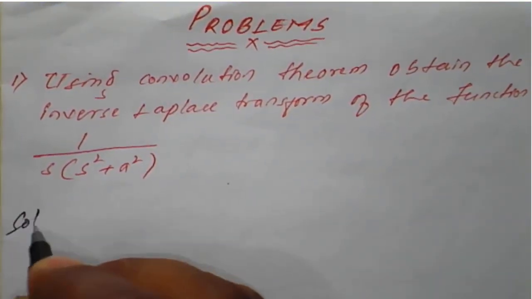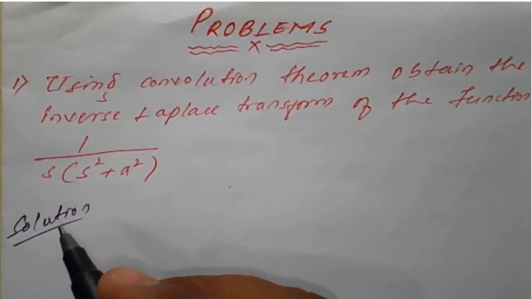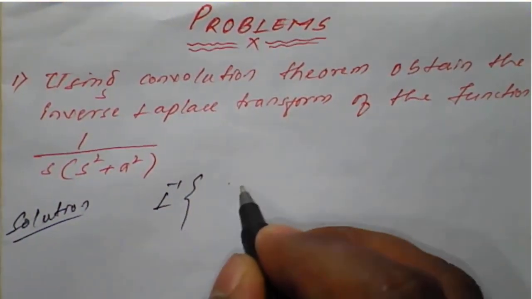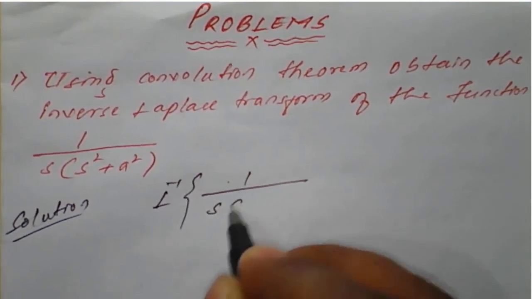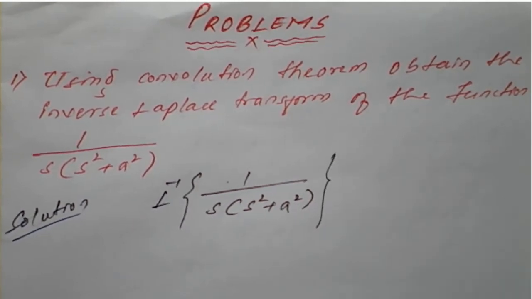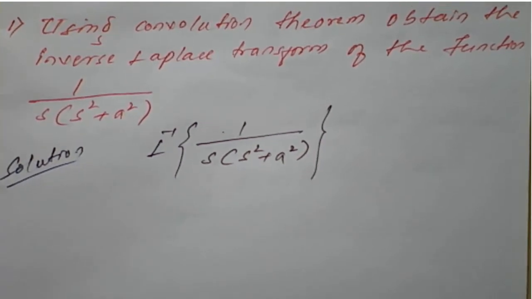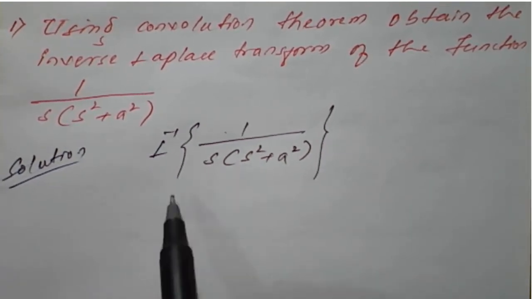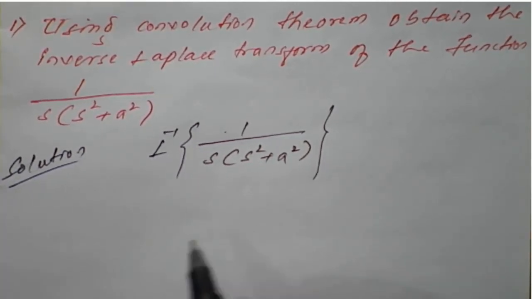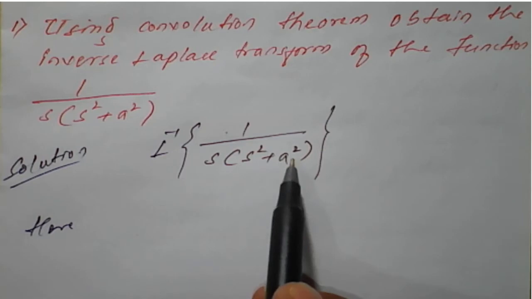Solution. We need to find the inverse Laplace transform of 1 upon s into s square plus a square, but we need to find this solution using the convolution theorem. What does the convolution theorem say? We need to first identify f dash of s and g dash of s. Here, this is 1 upon s into s square plus a square.